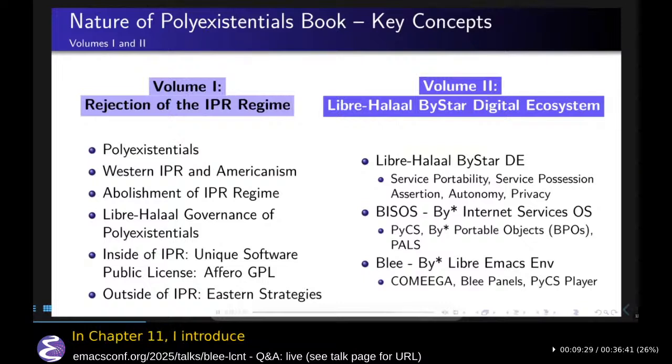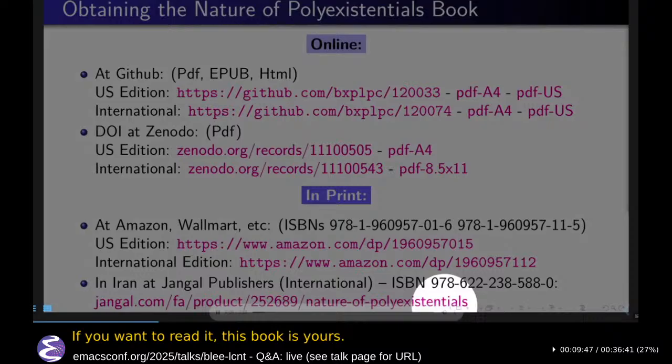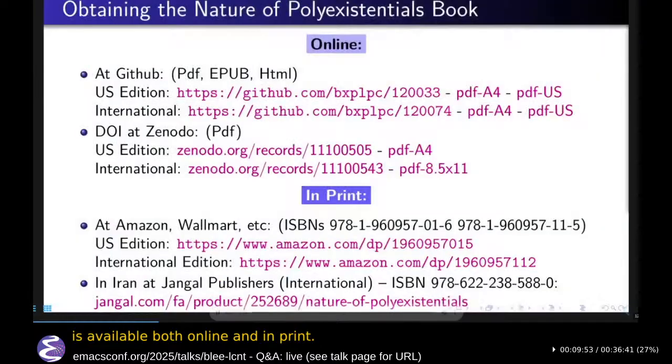In Chapter 11, I introduced the very sensitive and potent vocabulary of halal and Liber Halal. Content of this book belongs to all of humanity, and verbatim copying of it is unrestricted. If you want to read it, this book is yours. The Nature of Polyexistentials book is available both online and in print.